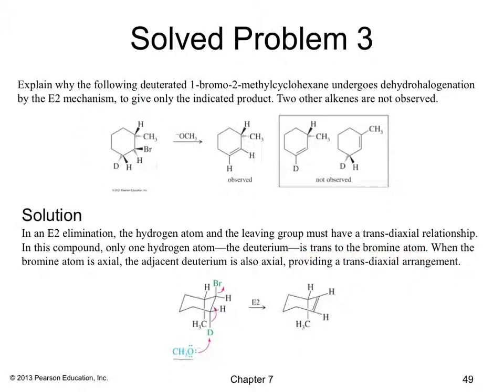So when you draw this out as a chair conformation, this deuterium is the only thing that's axial. The adjacent deuterium is also axial, providing a trans-diaxial arrangement, and as a result, it'll pluck off that deuterium, kick off that bromide, generating the alkene, and not generating these.